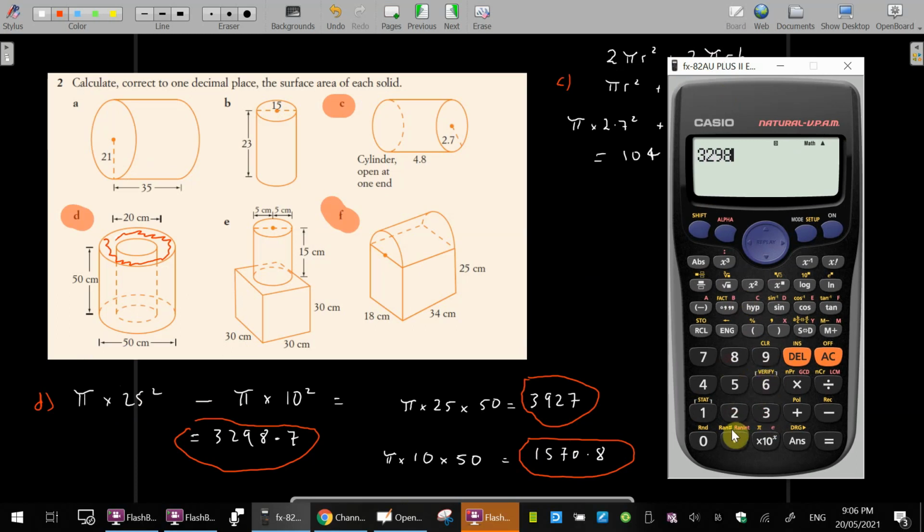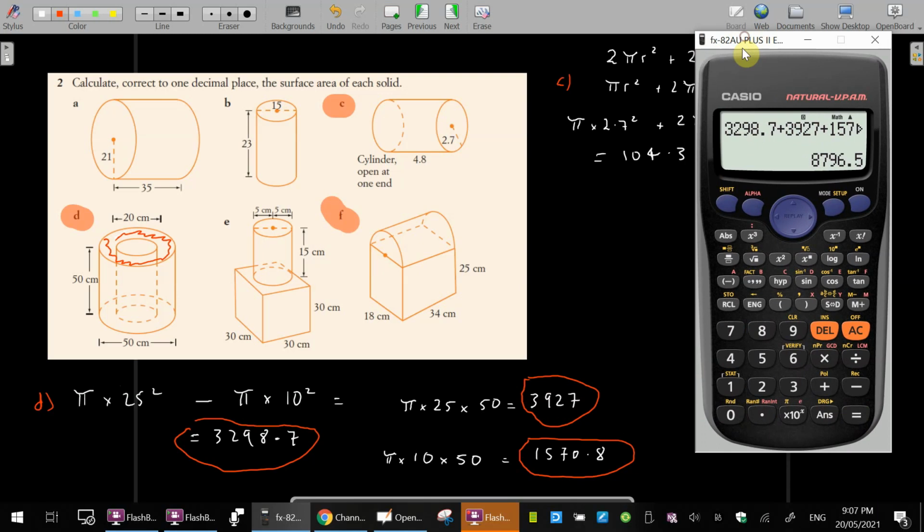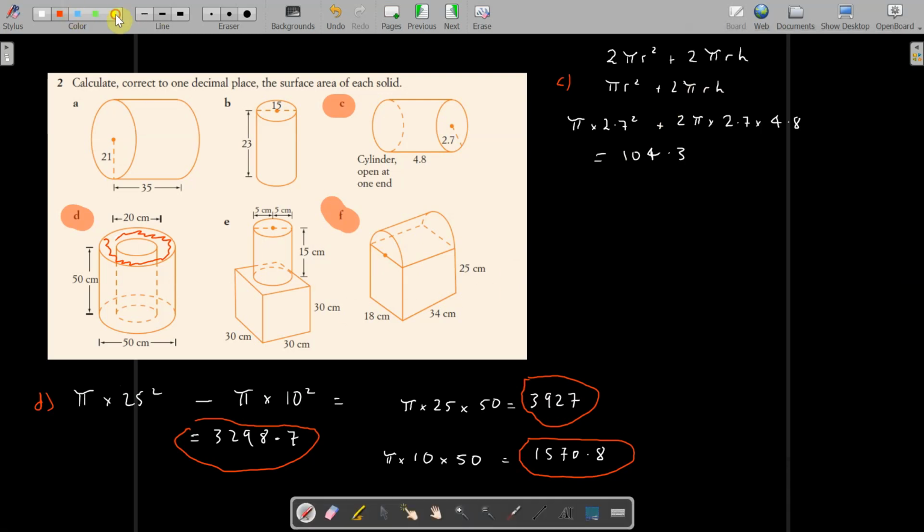3298.7 plus 3927 plus 1570.8. Big number. 8796.5. And it's centimeters squared. And that's the answer, finally. As you can see, the surface areas can sometimes take a while. Now this one, perhaps you might like to pause the video at this point and have a go yourself, and then press play when you're ready to have a look at how I go. Okay, press pause now if you want, and unpause when you're done.